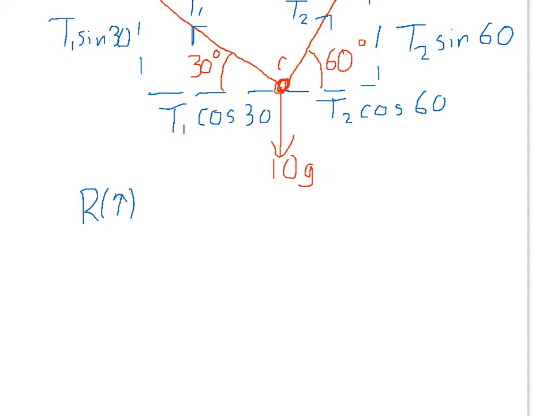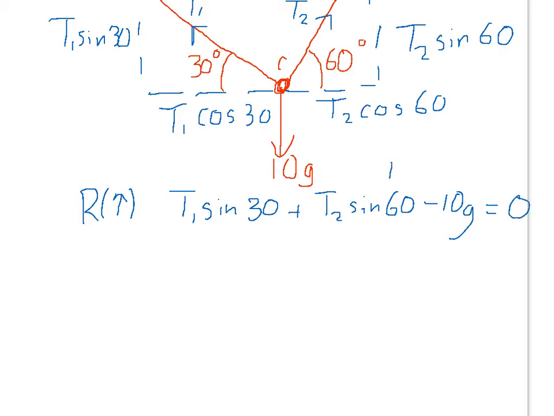So, acting upwards, we've got the T1 sine 30 plus the T2 sine 60 minus the 10g. Now, there is no acceleration in this particle, it is in equilibrium. So there's no acceleration, so the ma is going to be zero, because remember, we're using the equation F equals ma. So what you'll notice here is we have two unknowns. We've got T1 and T2. So what we want to do first is just rearrange this so we've just got the T1 and the T2 together on one side.